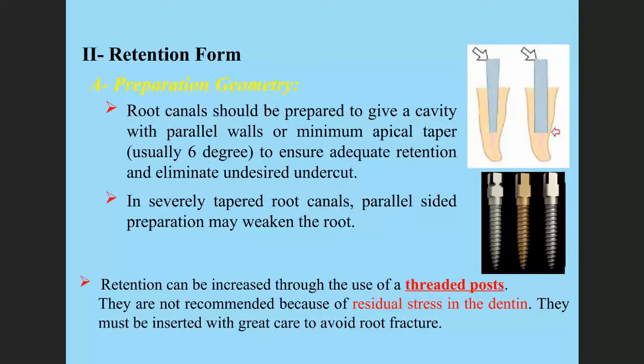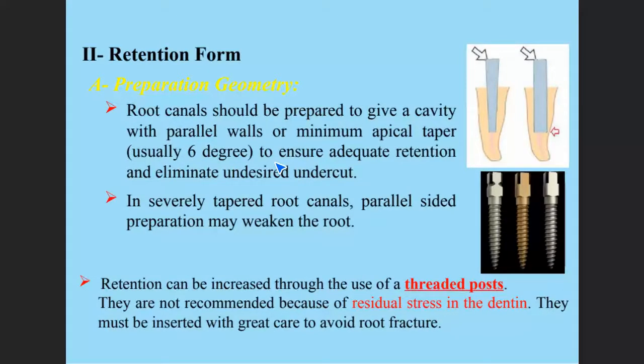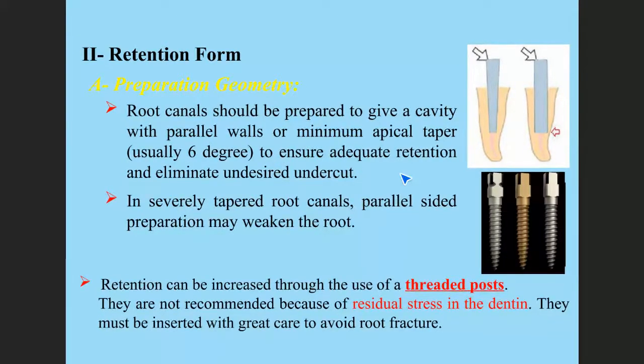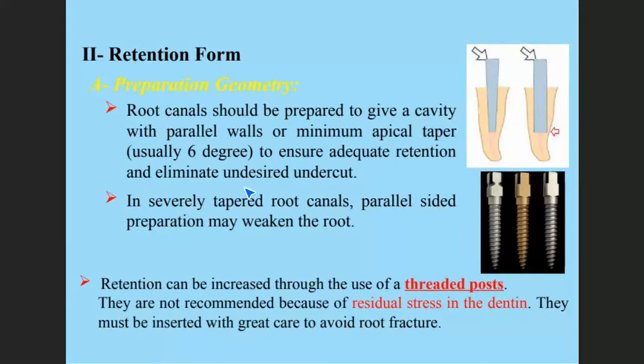The geometry: you need to make a parallelism. So the root canal should be prepared to give a cavity with nearly parallel walls with a minimum taper. The taper here is different from the taper for the crown. So this taper should be toward the apical, a minimum apical taper of 6 degrees, to ensure adequate retention and also eliminate undercuts.